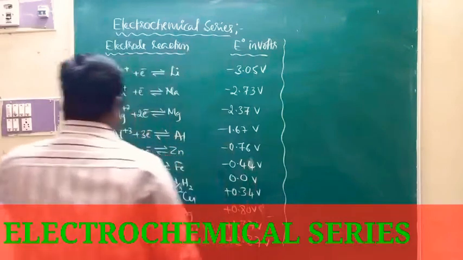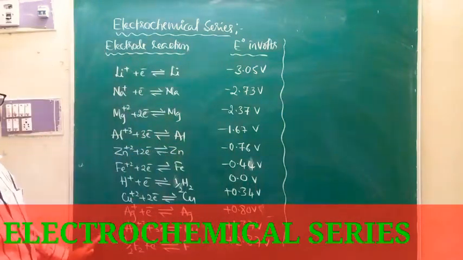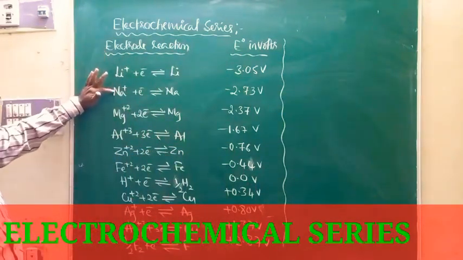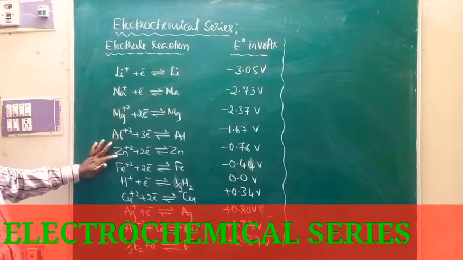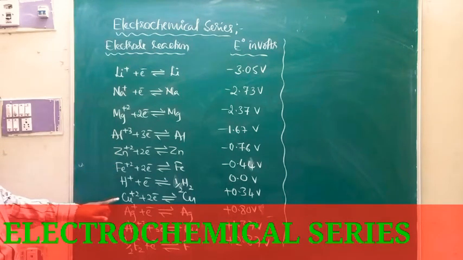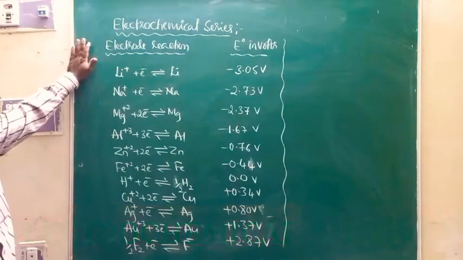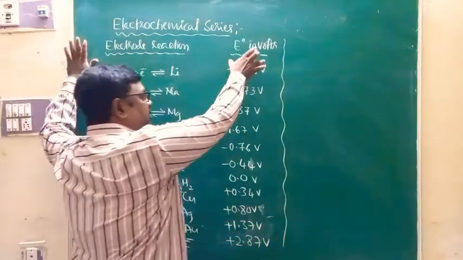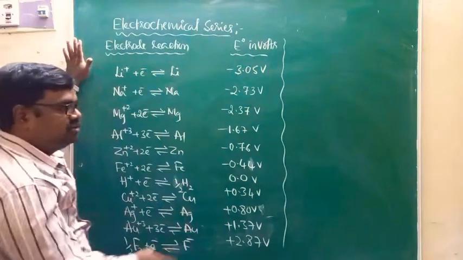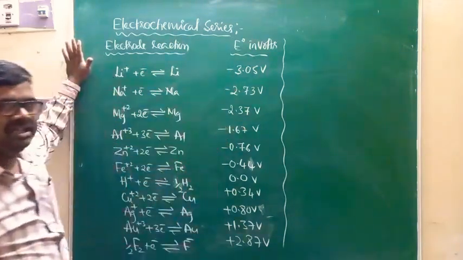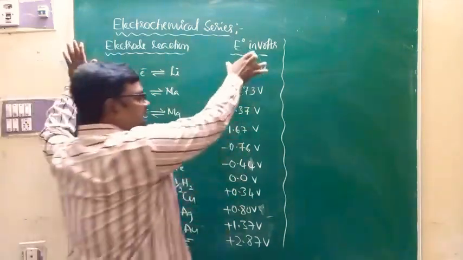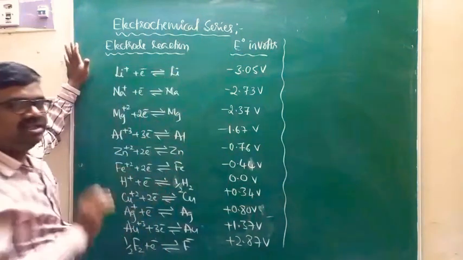Imagine I have here different electrode systems: lithium electrode, sodium electrode, magnesium, aluminium, zinc, iron, hydrogen electrode, and I have copper electrode, silver electrode, gold electrode, and fluorine. I determined the standard electrode potentials of all these electrode systems by taking hydrogen electrode as reference electrode, and these are the values of these electrode systems.